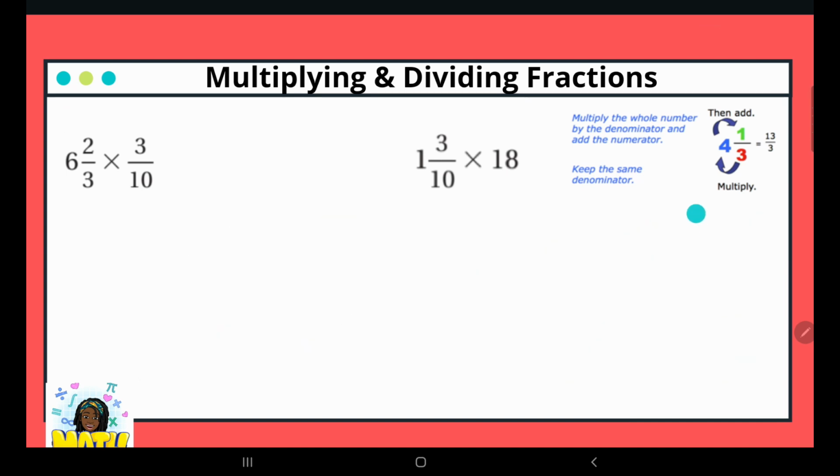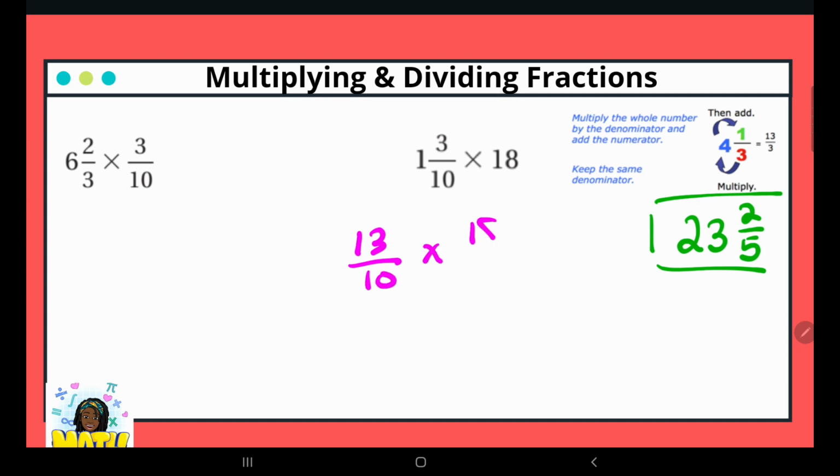Okay, so we said that was 23 and 2/5. Okay, so that's the number we're working with. So again, we have 1 times 10 is 10. I'm going to change my color. Plus 3 is 13 over 10 times 18 over 1. So my numerator, I have 18 times 13. 3 times 8 is 24. 3 times 1 is 3 plus 2 is 5. Put in my placeholder.